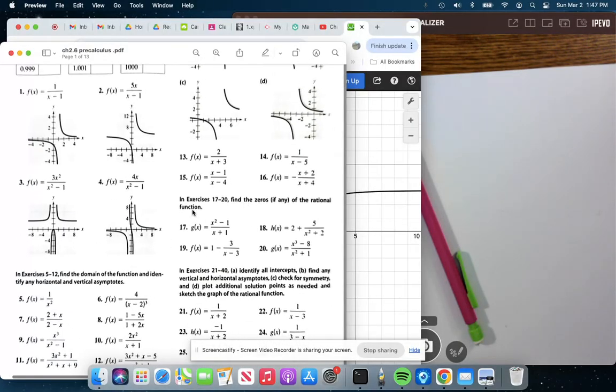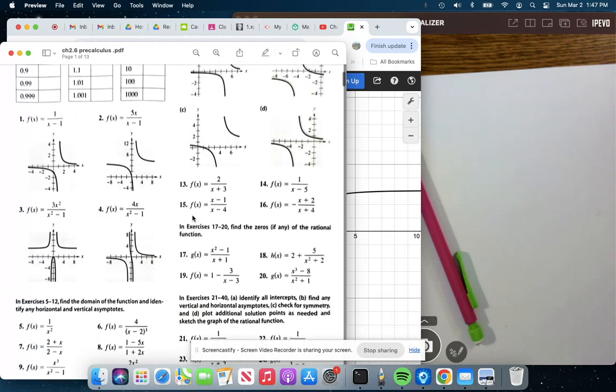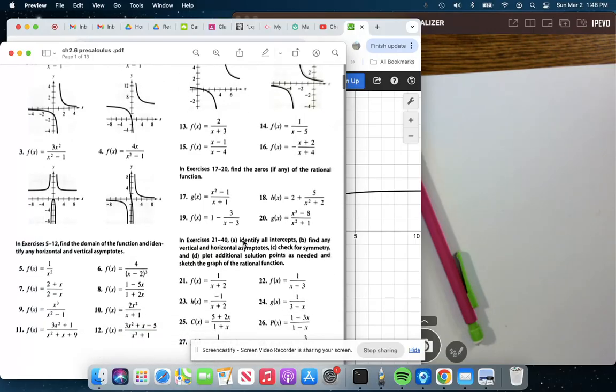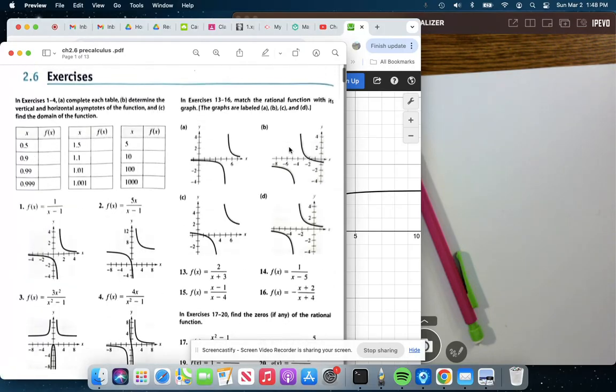So we ended yesterday, or in the last video, on problem 12, I believe, which is where's problem 12? Right here. We did this one, I think. So I'm gonna jump down. Let's jump down and do a couple of these.